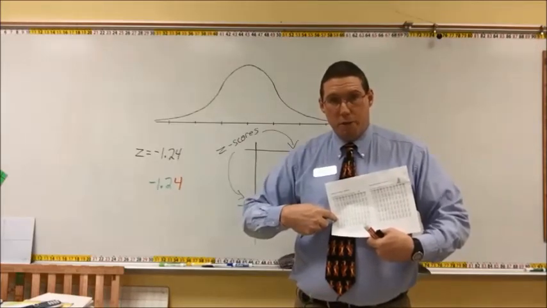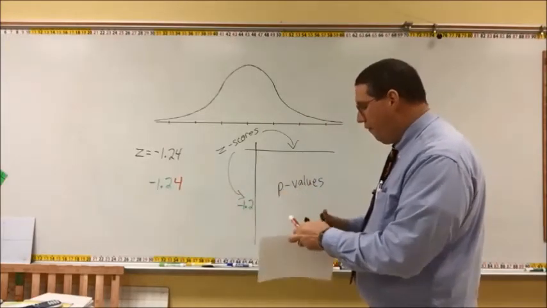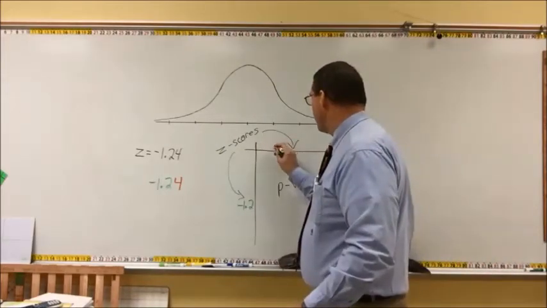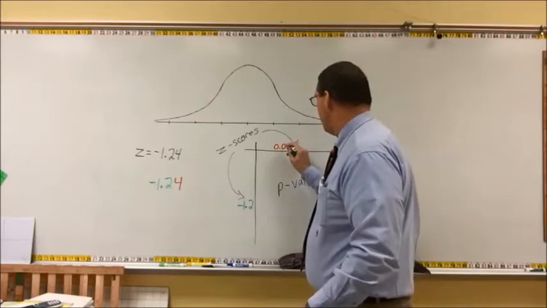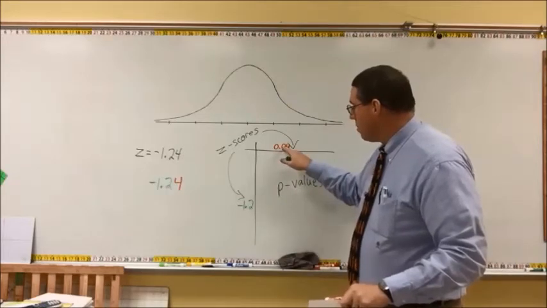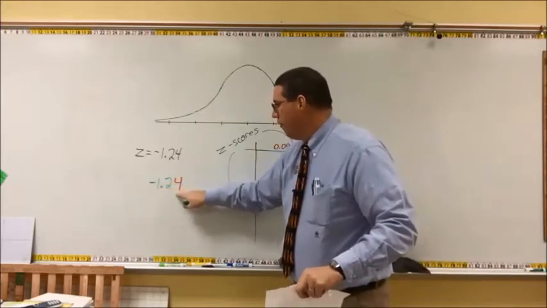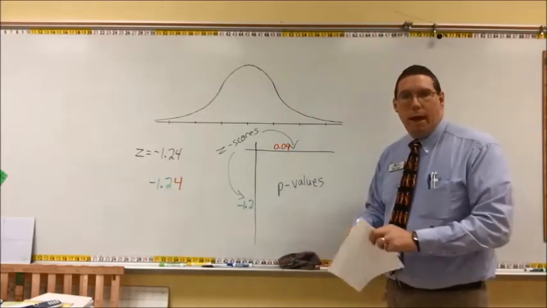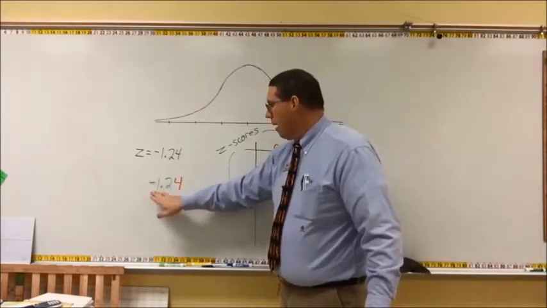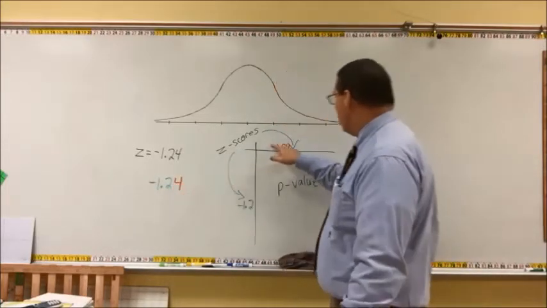So find negative 1.2. But then the 4 is not on the side. The 4 is going to be along the top, and if you go along the top, you'll see 0.04. If you add those two numbers together, you would get negative 1.24. So that's how you read a z-table: you find the first two numbers, whether positive or negative, on the left side, and then you find the third number along the top.